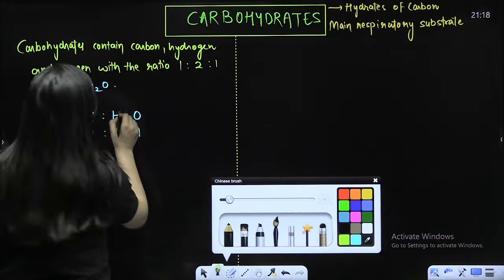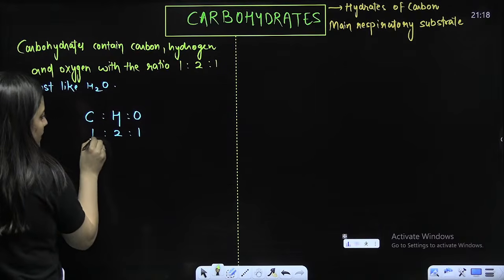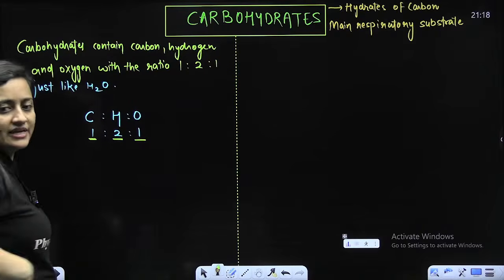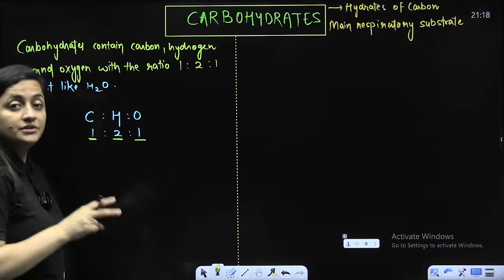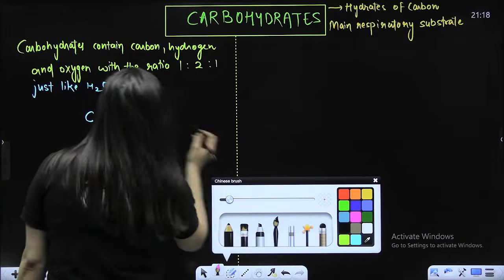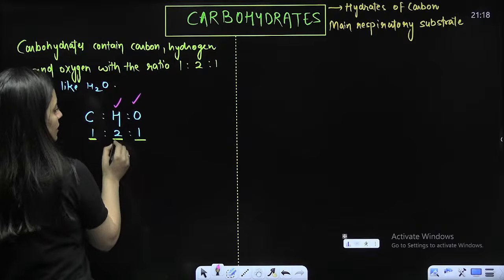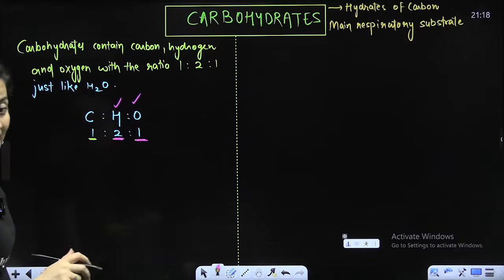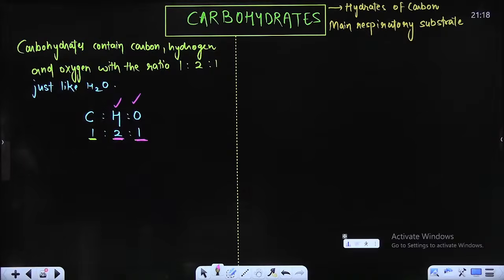1:2:1. So basically, look at this. 1 part of carbon, 2 parts of hydrogen, 1 part of oxygen. Yes or no? So look at the hydrogen and oxygen here. 2 parts of hydrogen, 1 part of oxygen, just like water. That's why they are also referred to as hydrates of carbon. Is that clear?